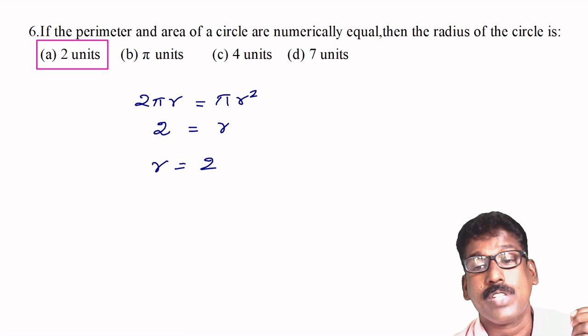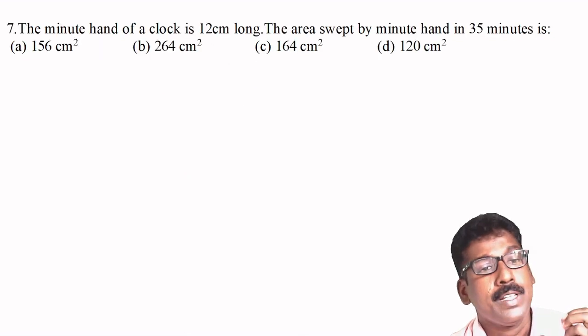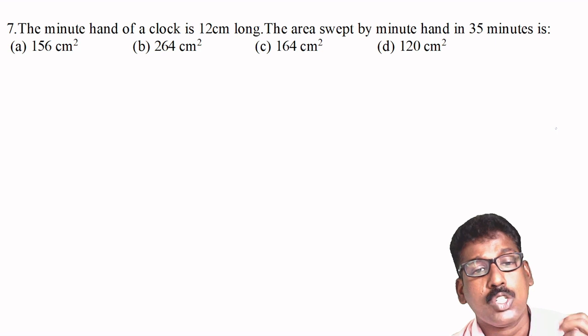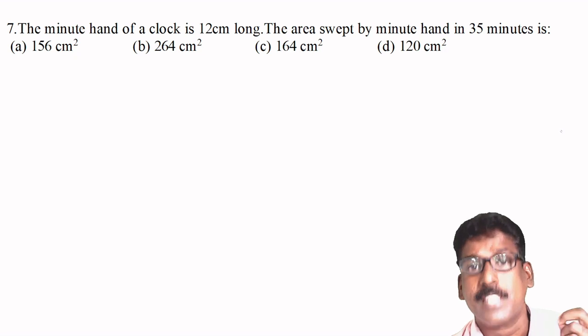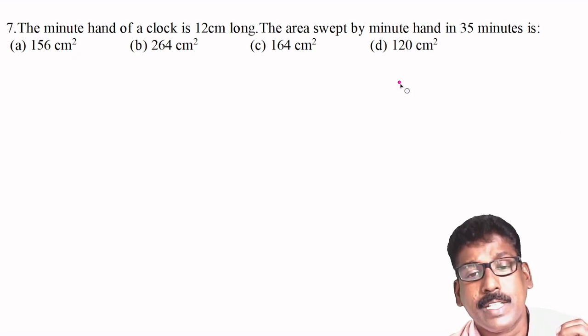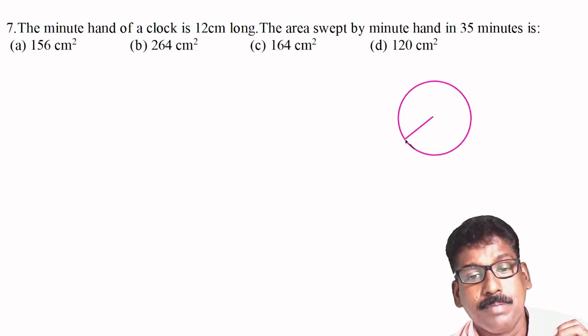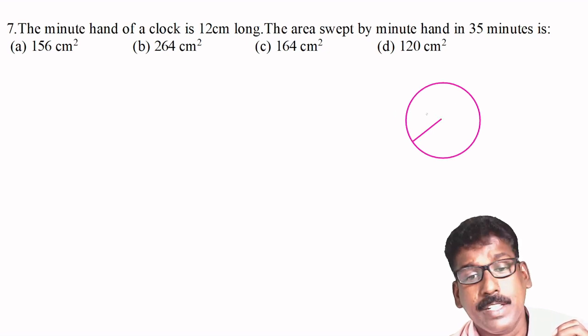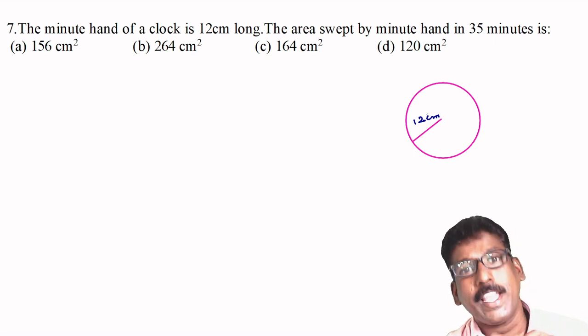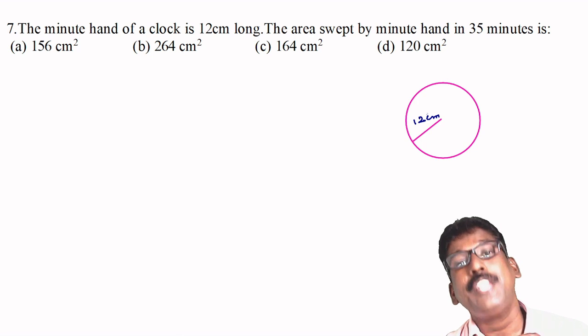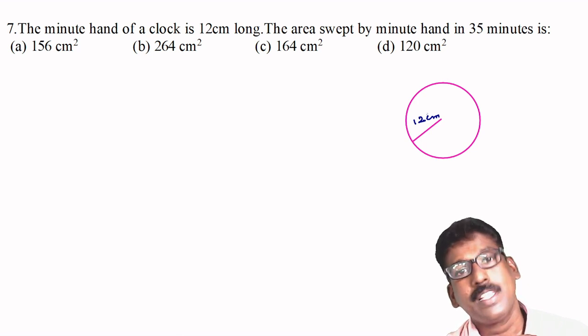Now let us look at the next question. Next question is, the minute hand of a clock is 12 centimeter long. The area swept by minute hand in 35 minutes is. Now let it be a circular clock. Now let me draw its minute hand, and it is given that minute hand is 12 centimeter long. Now you have to find out area swept by minute hand in 35 minutes. So here we have to find out the area of the sector. For that you must know the central angle.